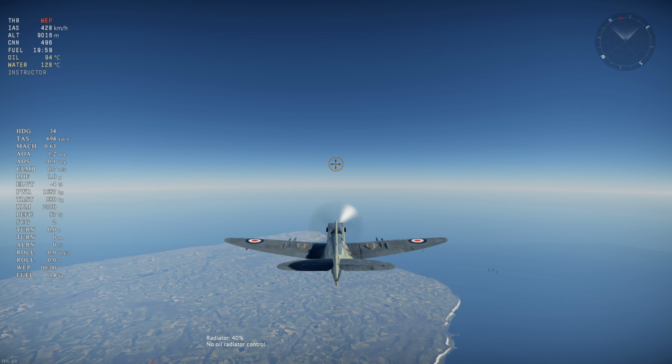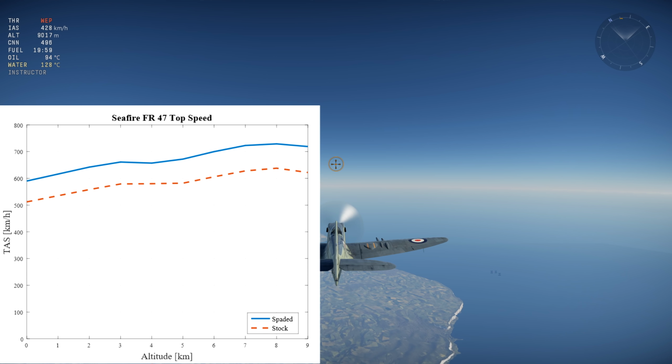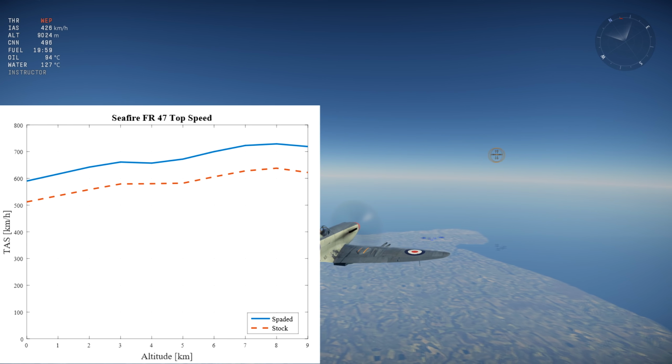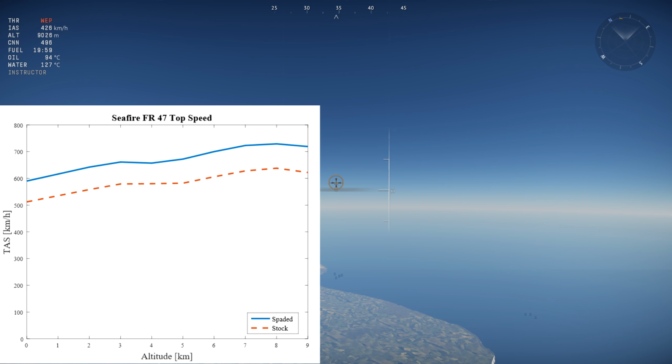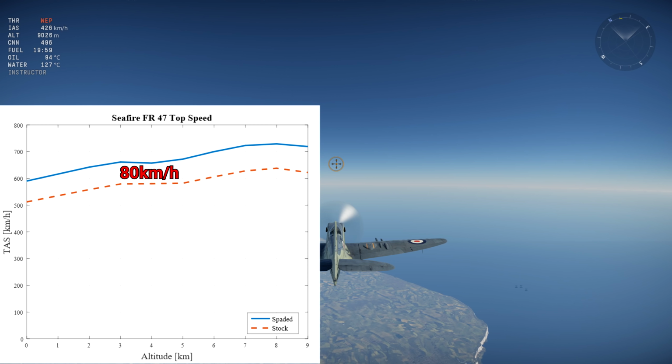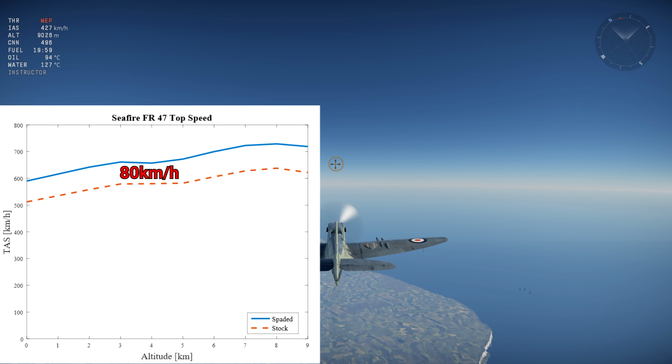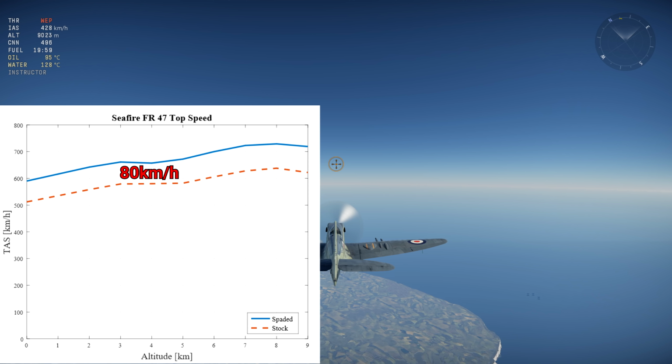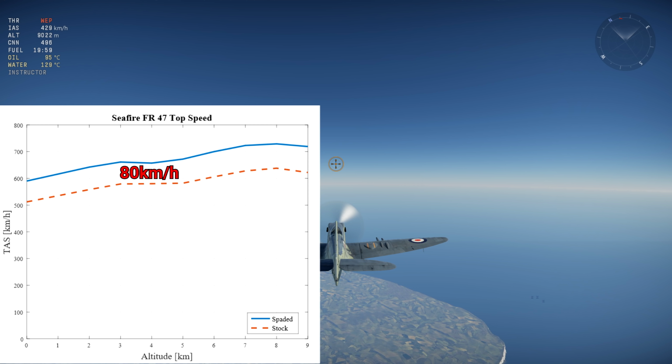Let's start with the speed category. The graph on the left is the top speed as a function of altitude graph for the Seafire. The blue curve is the spaded Seafire and the red dashed curve is the stock Seafire. The spaded Seafire, which can be considered a fast aircraft, is 80 km per hour or 13% faster compared to when it's stock. A stock Seafire has the top speed of a slow plane for its BR. 13% might not sound like much, but a stock Seafire can be caught by aircraft it would easily outrun when spaded.